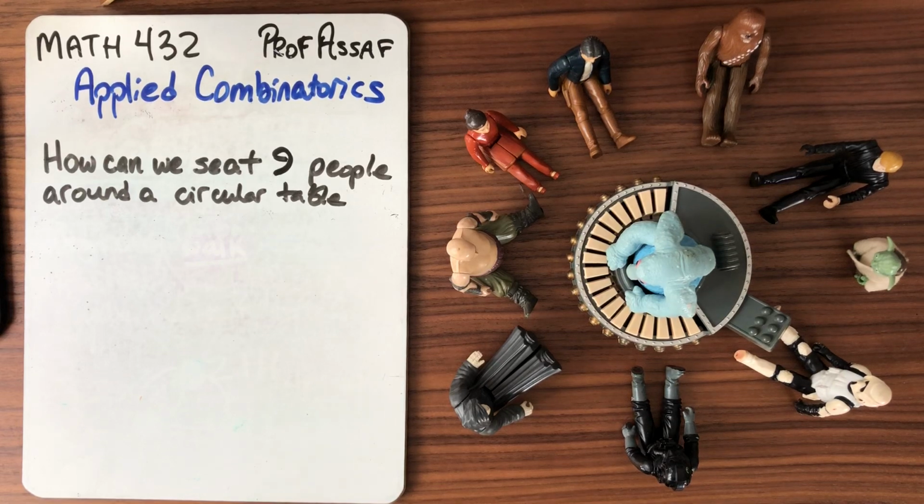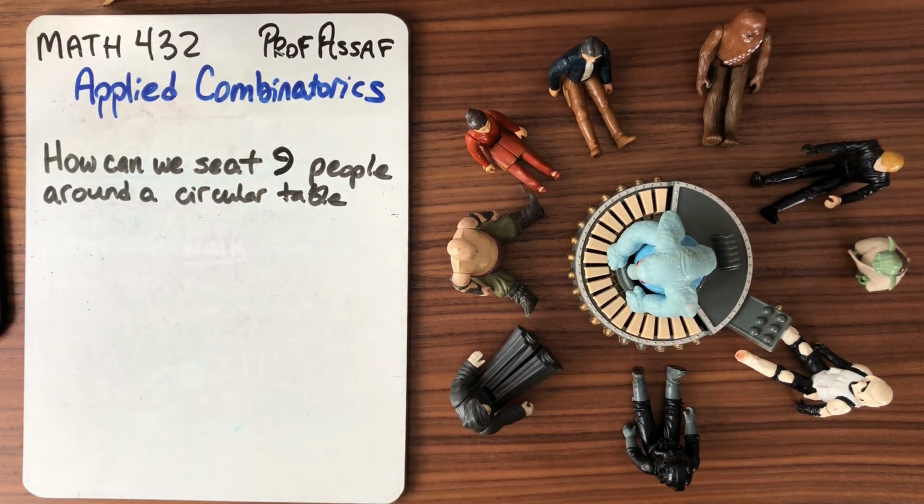This is Math 432, Applied Combinatorics. I am Professor Asaf, and today we're going to be talking about seating charts again, but in a very different way. Recall that previously we asked, in how many ways can we seat 9 people around a circular table?